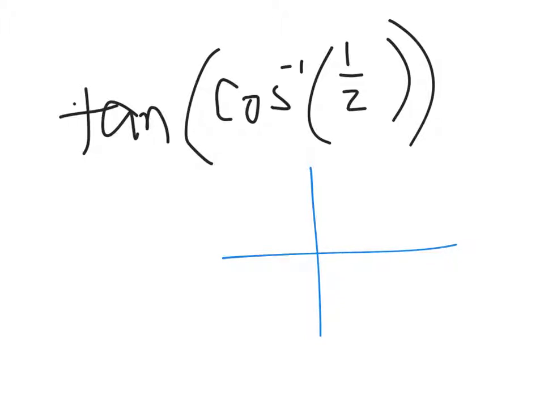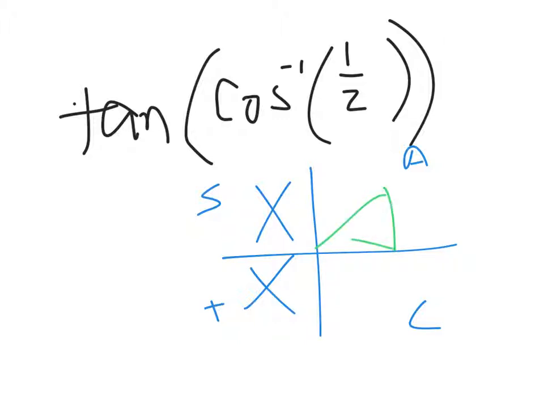Where can cosine be positive? Oh, it can't be here and it can't be here. All students take calc, so it's got to be in the A or the C, also known as the first or the fourth quadrant. Then I'm going to go here, adjacent over hypotenuse.